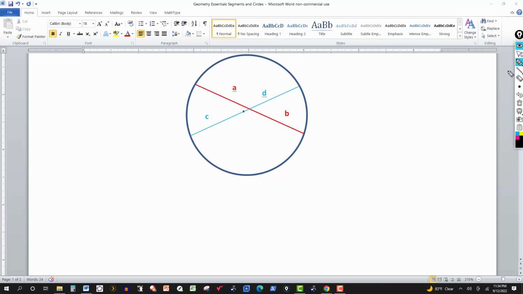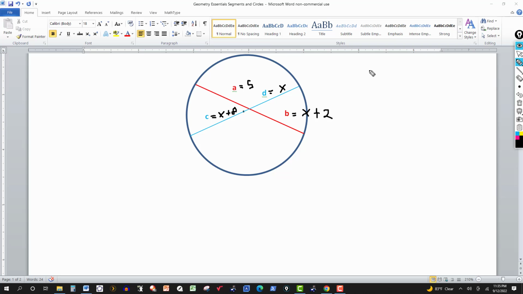So let's suppose, on this one, I have two chords intersecting, and they give me this part right here to be X. And let's say C is equal to X plus 8. And let's say for the chord in red, they give you the length of A to be 5. And they give you the length of B to be X plus 2.